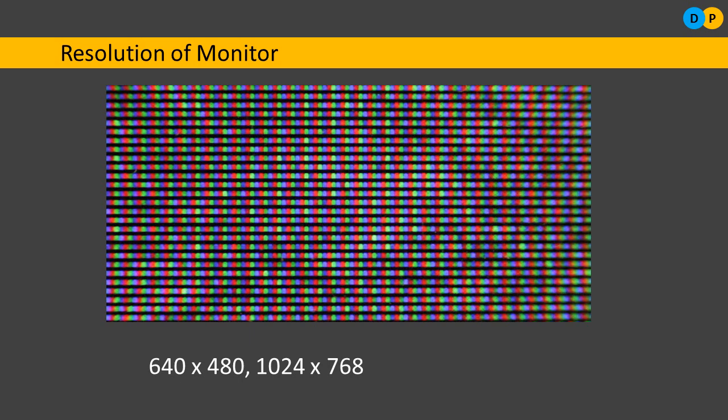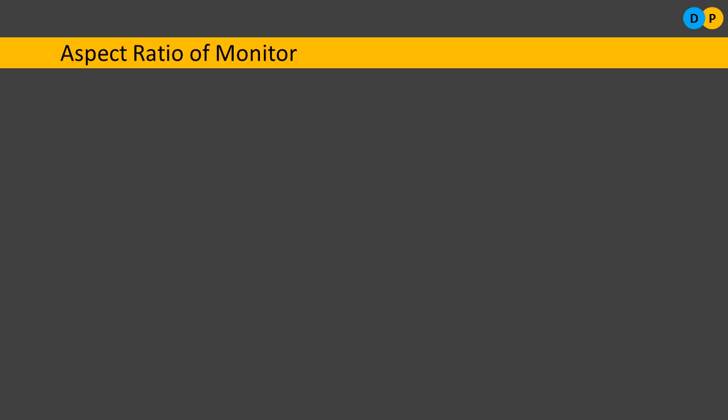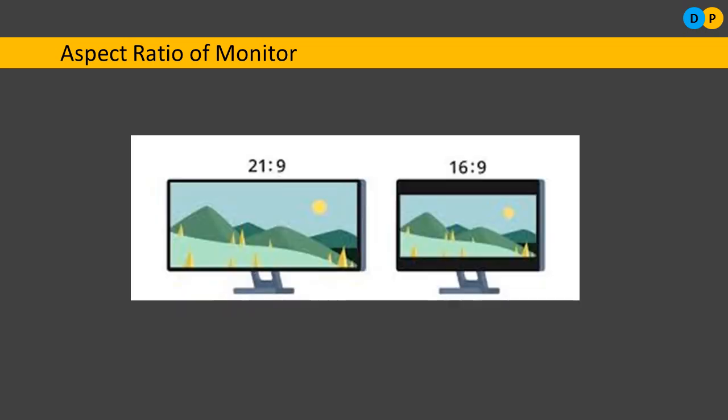The next factor is the aspect ratio of the monitor. On the monitor you can view a particular text or a video. So what is the screen width in which you can visualize the data? There are different aspect ratios: 21 is to 9, 16 is to 9. These are the different aspect ratios in which you can visualize your data.